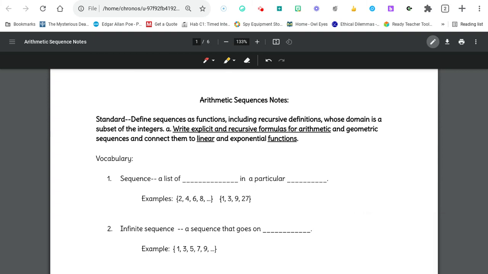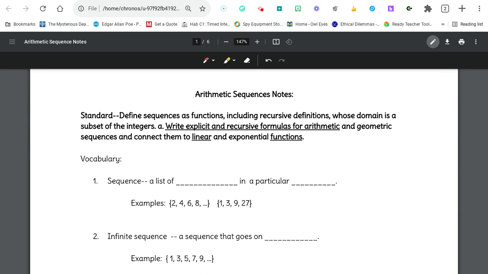All right, for this video, we're going to talk about arithmetic sequences. This is the last thing we're going to talk about in this unit, and then we'll start our functions review. I'll let you work on that for 2 days. You'll take your test Thursday and Friday. Let's go ahead and get started so we can finish up this unit.